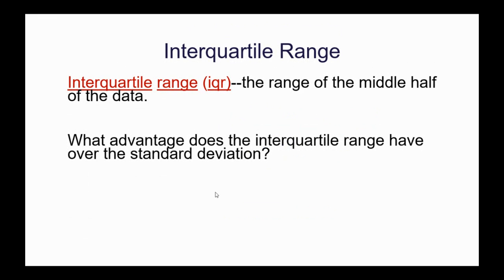Okay, let's talk about a little different topic. This one deals more with medians. So the interquartile range, which we abbreviate IQR, is the range of the middle half of the data. So what advantage does the IQR, the interquartile range, have over standard deviation? It's resistant to outliers. Outliers do not impact IQR.